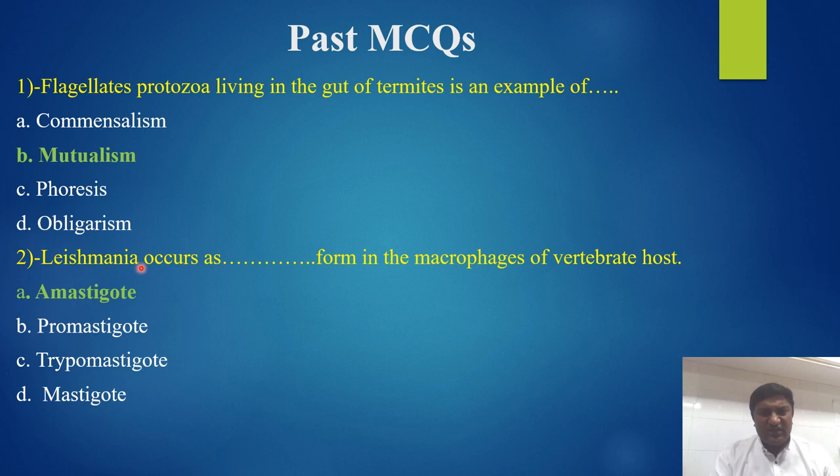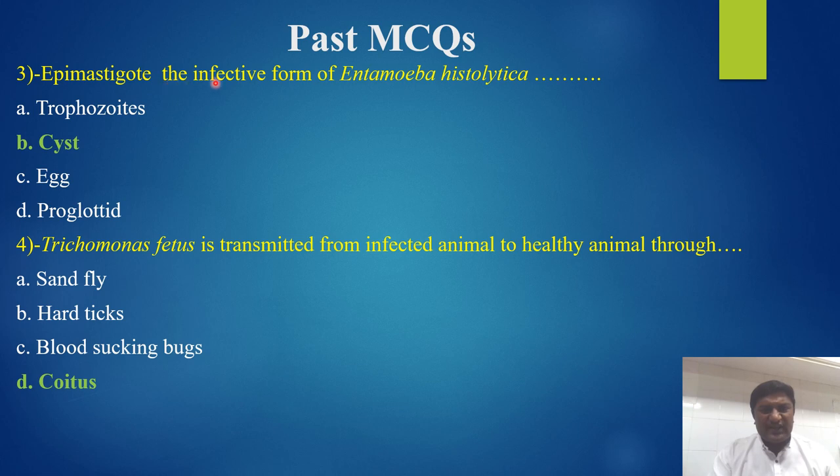Next one is the Leishmania, occurs as dash form in the macrophages of vertebrate host: amastigote, promastigote, trypomastigote, epimastigote. So the amastigote is the answer. Next, the infective form of Entamoeba histolytica is trophozoites, cyst, egg, or sporulated. So cyst is the answer. Next is the Trichomonas fetus is transmitted from infected animals to healthy animals through dash: sandfly, hard ticks, blood sucking bugs, coitus. So the coitus is the answer for this MCQs.